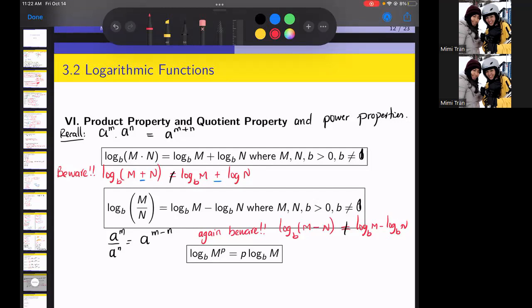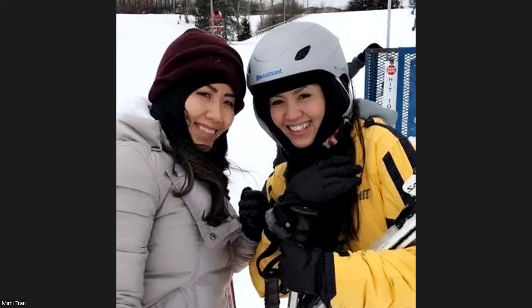The last one is called the power property. It's very simple, and the name suggests it's very powerful. If I have log base b of n to the p power, I can bring the p to the front and multiply it by the log. My old professor called it the parachute rule. So you bring the p to the front and multiply by the log.